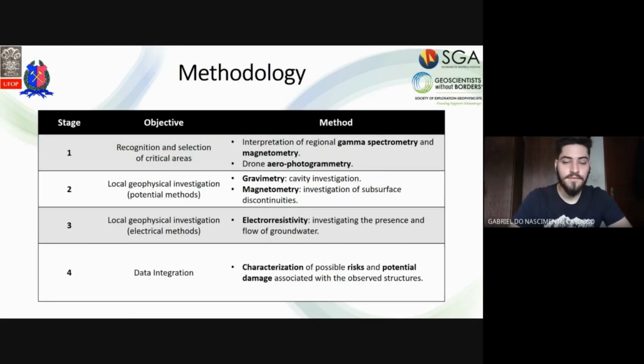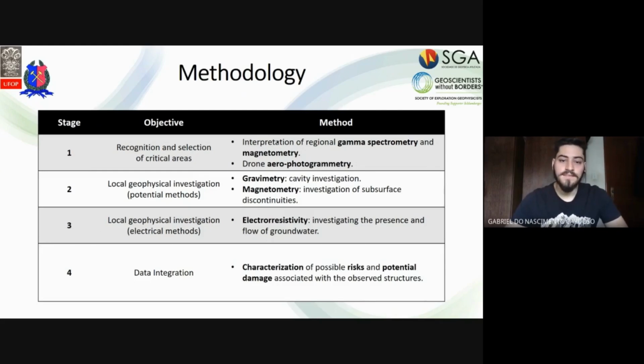So how are we doing this? The first step is the interpretation of regional gamma spectrometry and magnetometry data gathered from the Brazilian Geological Survey. And also we conducted some drone surveys using the aerophotogrammetry technique. The next step was the local geophysical investigation in some critical areas we detected through the drone surveys and the partnership with the Civil Defense of Ouro Preto, a public facility that works directly in those hazard areas.